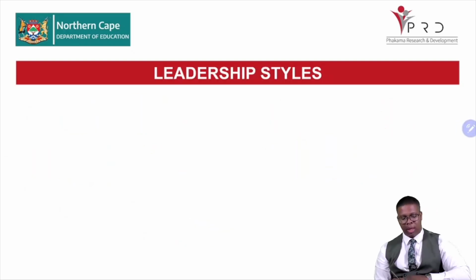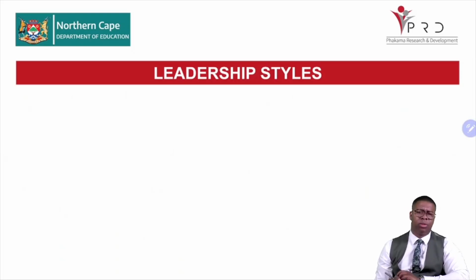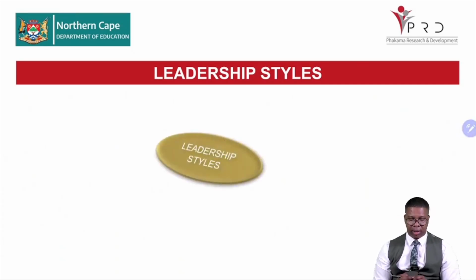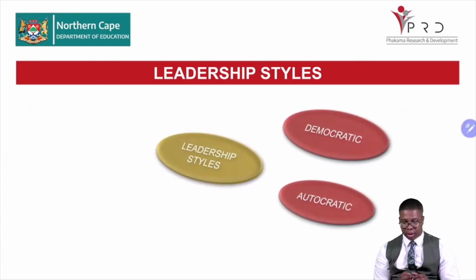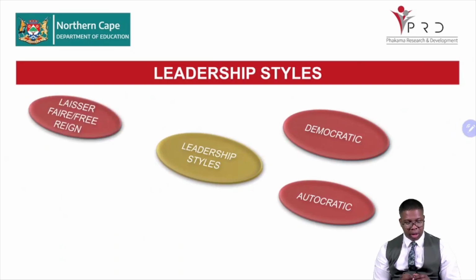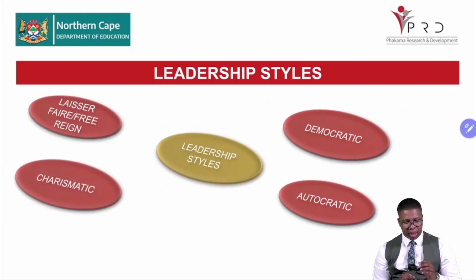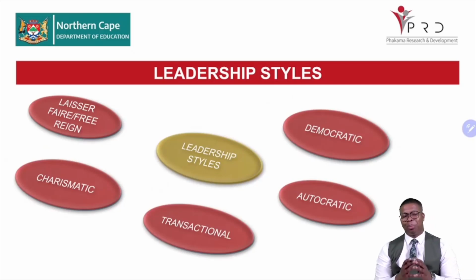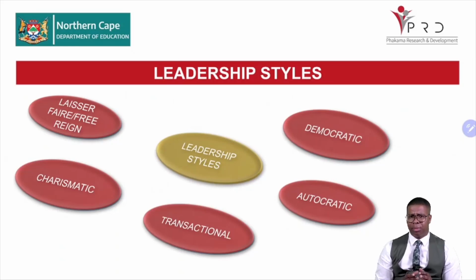Then let's start with the first part and try to do a revision maybe on the first subtopic, which is your leadership or management and leadership. We start by looking into the leadership styles. Remember, you have 5 leadership styles. The first one is democratic together with autocratic, and you also have laissez-faire or free reign together with charismatic and transactional.